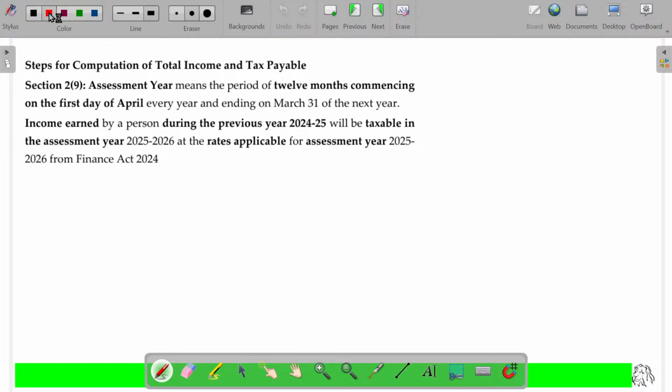In this class, we will focus on steps for computation of total income and tax payable. Computation of total income and tax payable. Clear?